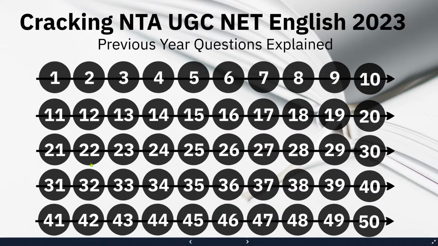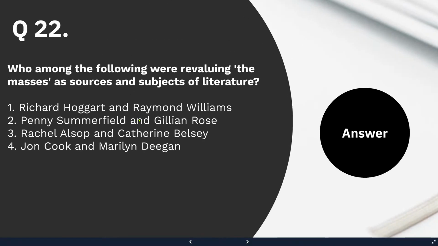So question number 22 is on your screen, and tell me the answer. Who among the following were revaluing the masses as sources and subject of literature? When it comes to masses, it should be related to popular culture and culture study. We have these four options here, and tell me which one do you think is the correct answer. Write in the comment box if you're there.